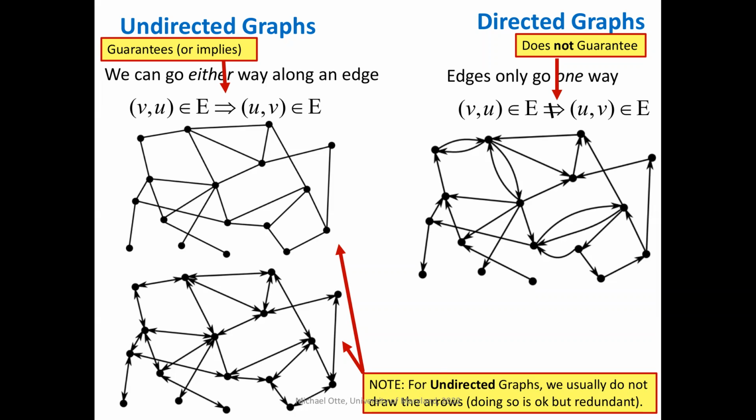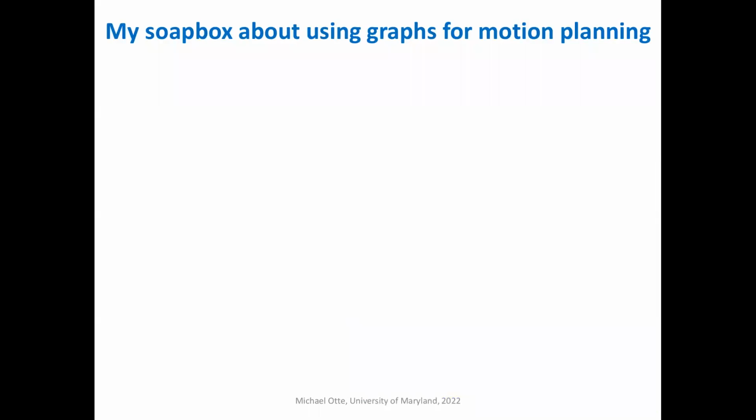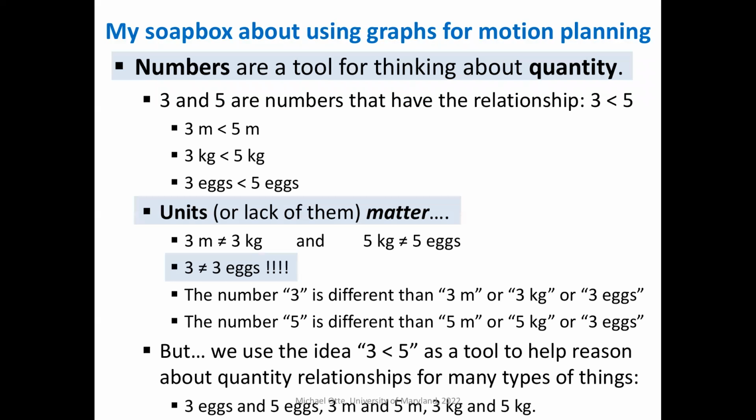And just to be complete, there's also something called a mixed graph that has both undirected and directed edges. You can always convert that into a directed graph by just, for the ones that were undirected, changing them out for one edge going in either direction. But typically we assume either undirected or directed because of that. And that's about it. My soapbox for using graphs for motion planning. I have some soapboxes. This is one of them.